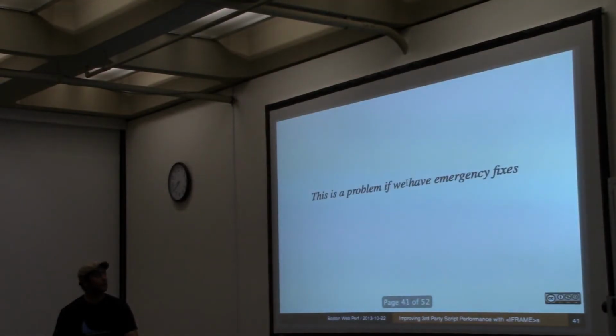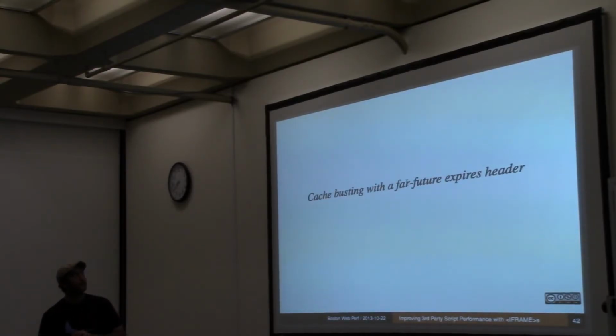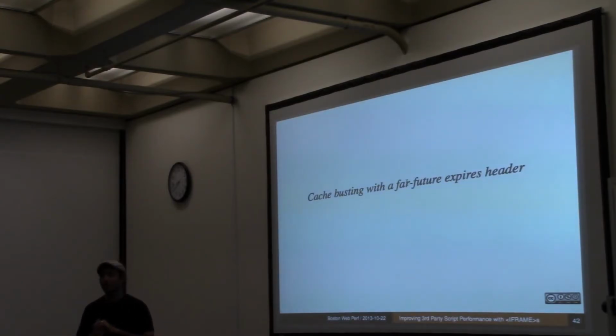So let's go back here. We have a problem if we have to push out emergency fixes. So what do we do to get around that? Well, what we use is: how do you bust cache when you have a far future expires? That's the main question. If I've already told the browser to cache this object for 7 days, how do I now tell it, hey, don't cache it anymore, read the new one?